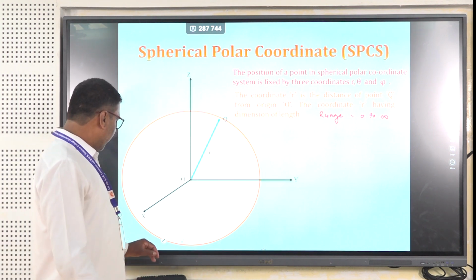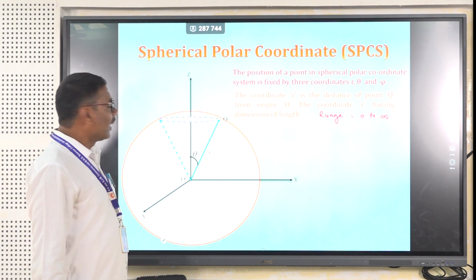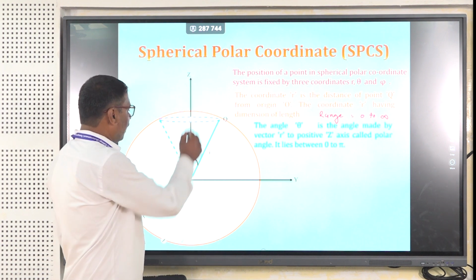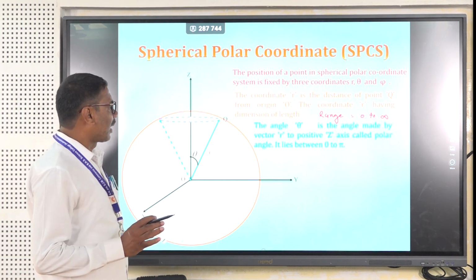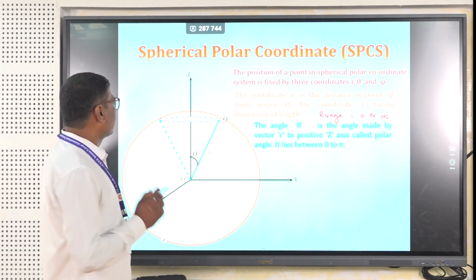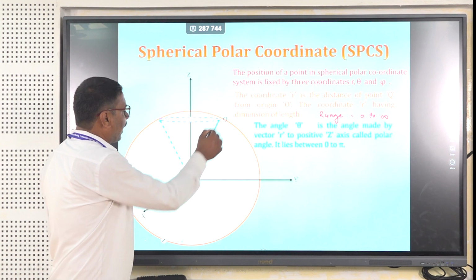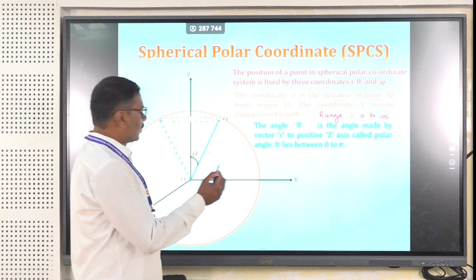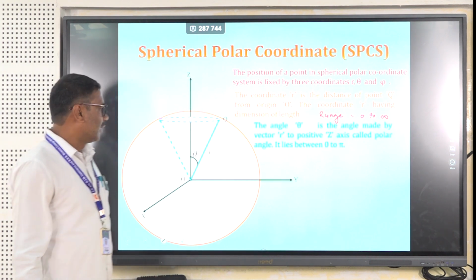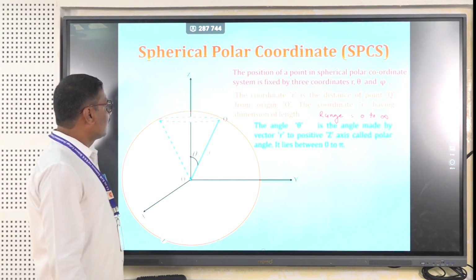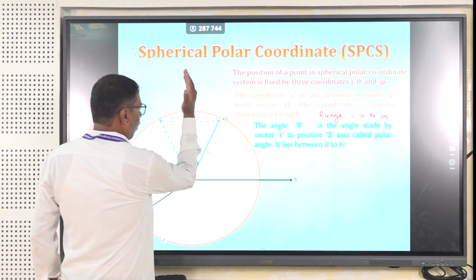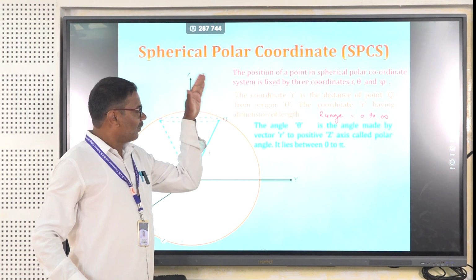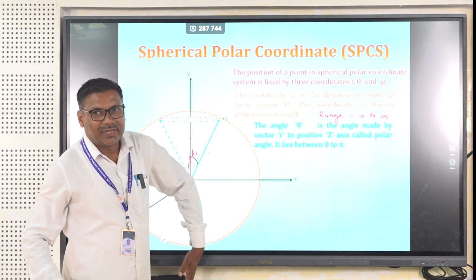Now, another coordinate, that is the coordinate theta. The coordinate theta is an angle, the angle made by this position vector r bar with the positive z axis. So, this is the angle theta. Along the z axis this angle is 0, and it varies up to 180.